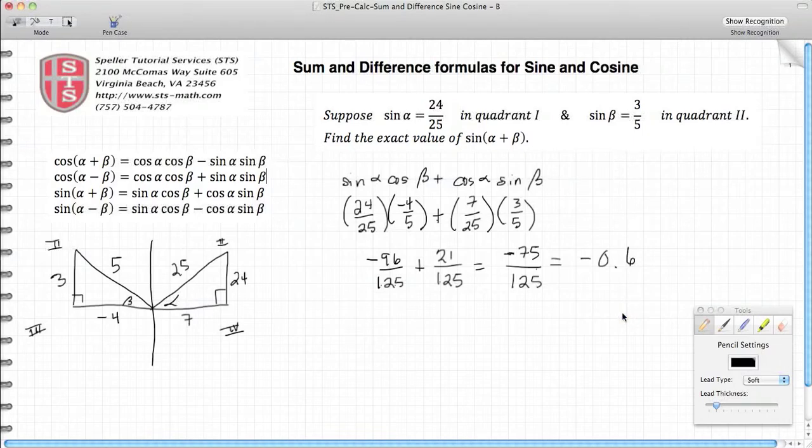Alright, so that sums it up for this video from Speller Tutorial Services. Here we looked at the sum and difference formulas for sine and cosine. In this particular example, the sum formula of sine, and we evaluated that without actually knowing what the actual angles were, but just the relationships between the sides.